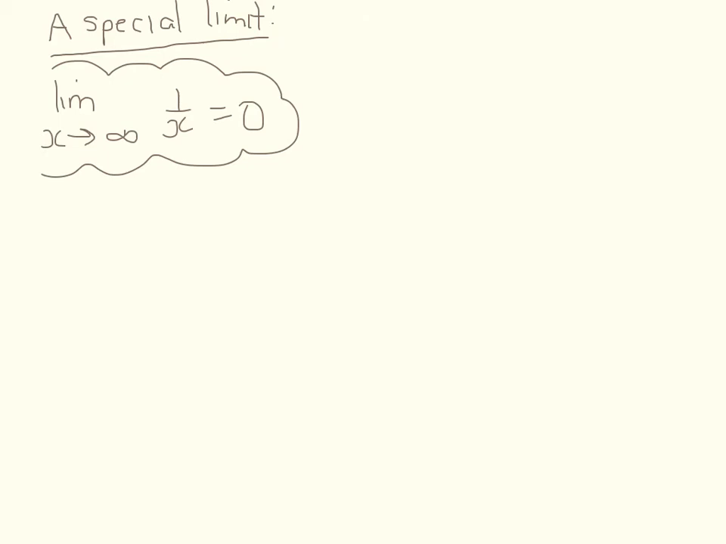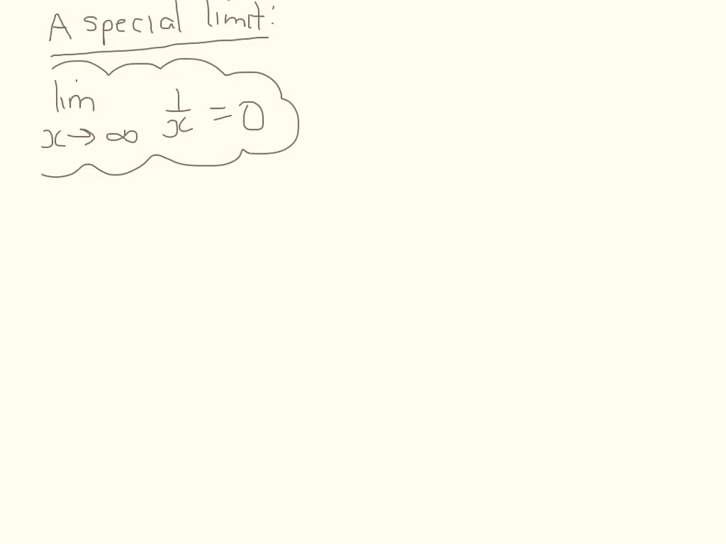Now we're looking at a special limit, and that is the limit as x approaches infinity. As x gets larger and larger of 1 over x, then the limit is 0. It never actually hits 0, but it approaches 0. And it's also true for 1 over x squared, x cubed, any time that the index of the denominator is larger than the numerator. So why is that?